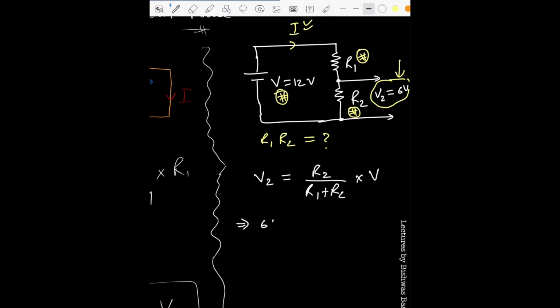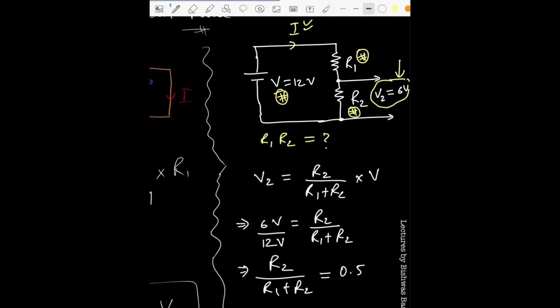Now let's just substitute this. It's 6 volts, right? Equals, now what you do not know is R1 plus R2. So this is like this, right? Let's put it on the other side. So it becomes 12 volts, right? R2 plus R1 plus R2 equals, this is 0.5, right? You understood, right? We get this relationship now.